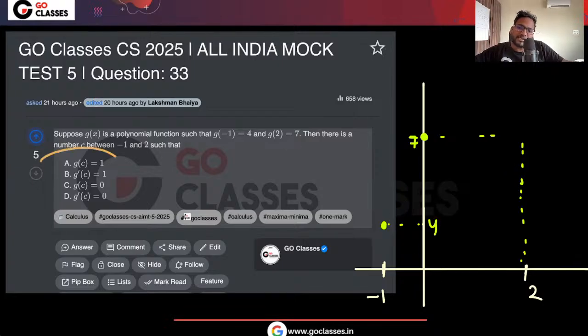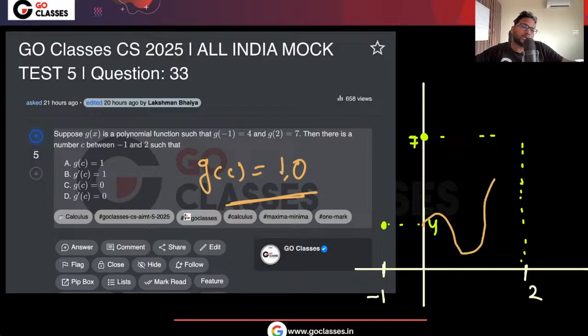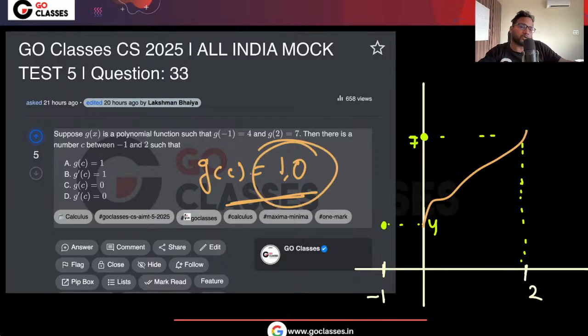Now they are saying g(c). Let's first talk about g(c). Can it be 1 or 0? Is it necessary that the function should be going down at some point in time? No, right? The function could be like this, could definitely be like this. So g(c) means the function value itself has to be 0 or 1. That is why we cannot say. We will say that it need not be 1 or 0.